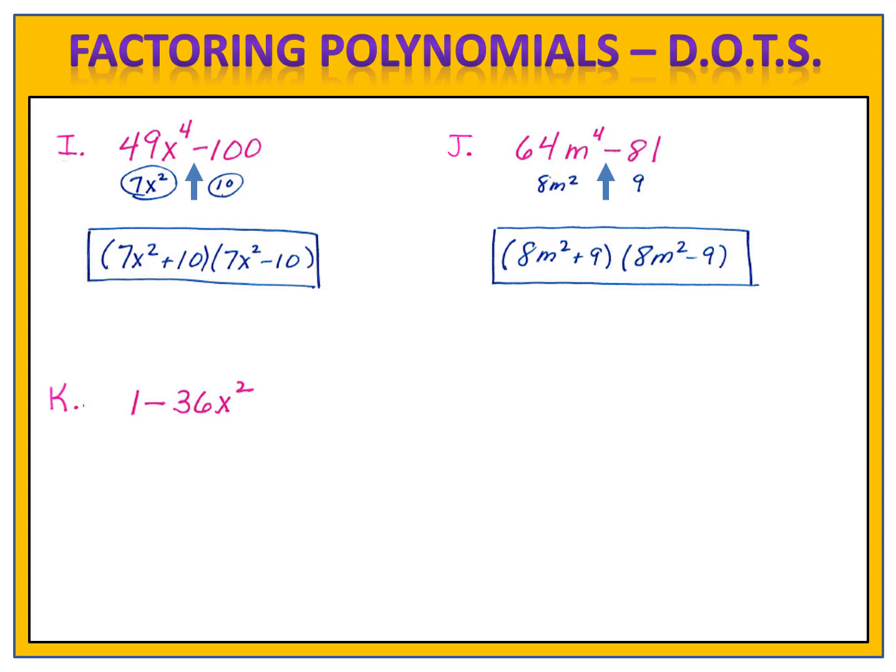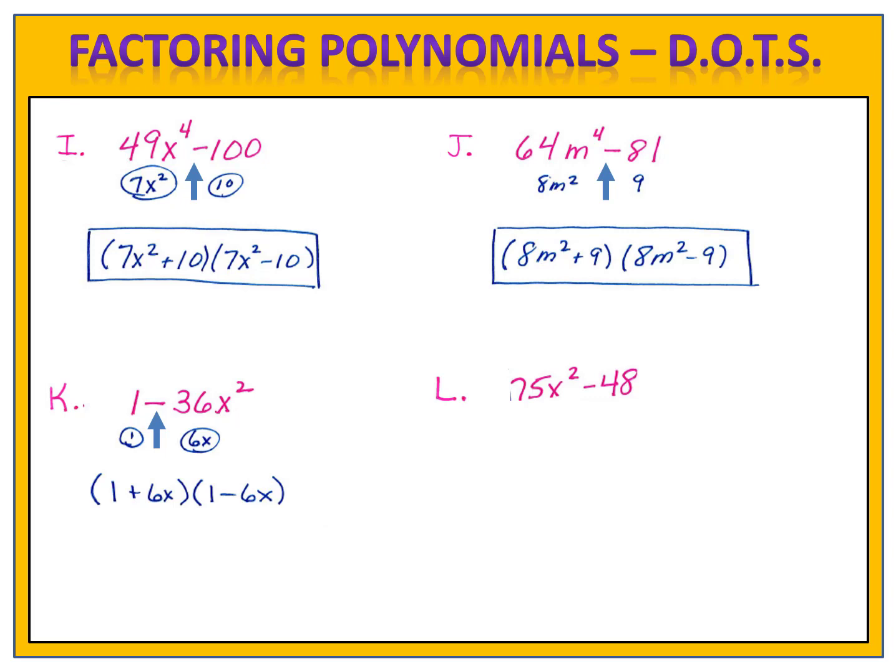Exercise K is an interesting one because people often forget that 1 is a perfect square. But we do have perfect squares here. 1 times 1 gives us 1, and 6x times 6x gives us 36x squared. The two perfect squares are connected by subtraction, a difference of two squares. Notice that the 1 comes first and the 6x comes second. When you write your binomials, you have to write this as 1 plus 6x and 1 minus 6x. If you wrote them the other way, they would actually multiply to 36x squared minus 1, which is not what we started with.